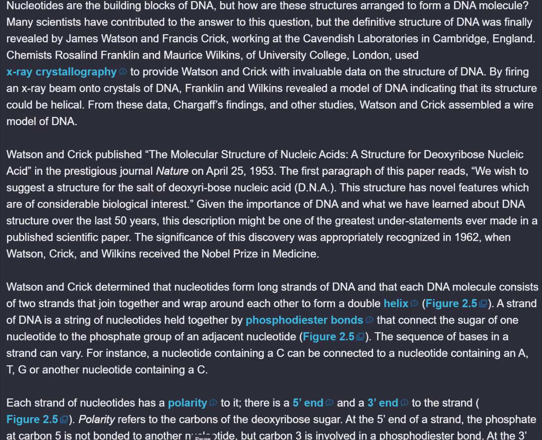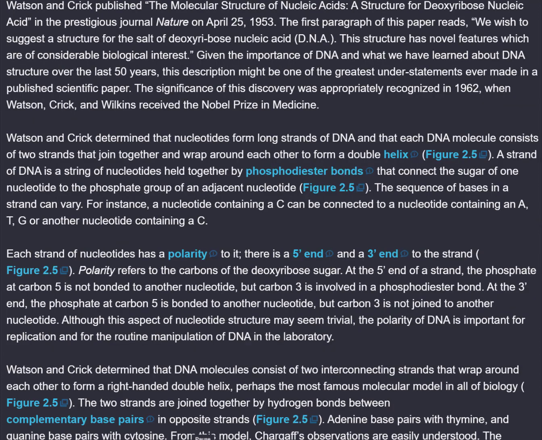By firing an X-ray beam onto crystals of DNA, Franklin and Wilkins revealed a model of DNA indicating that its structure could be helical. From these data, Chargaff's findings, and other studies, Watson and Crick assembled a wire model of DNA. Watson and Crick published The Molecular Structure of Nucleic Acids, a structure for deoxyribose nucleic acid in the prestigious journal Nature on April 25, 1953.